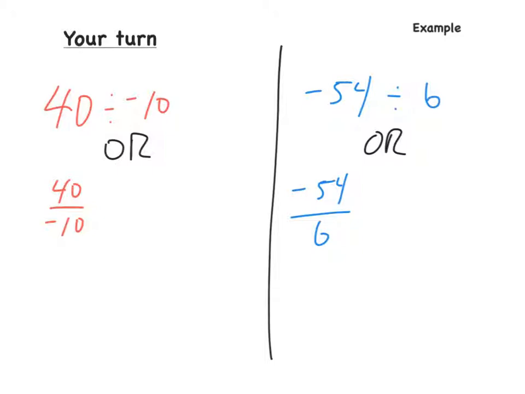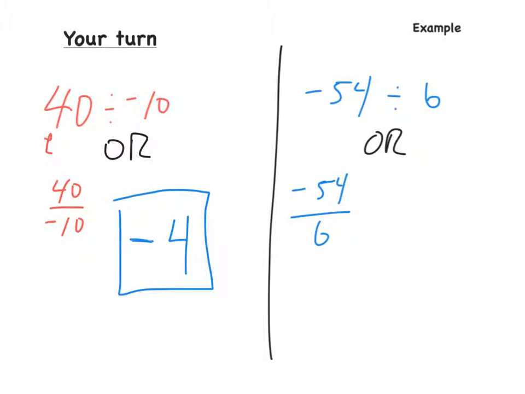Alright, so it looks like we are dividing a positive 40 by a negative 10. So we know anytime positive divided by a negative is always going to be a negative. So what is 40 divided by 10? 40 divided by 10 is 4. So we know that 40 divided by negative 10 is a negative 4.